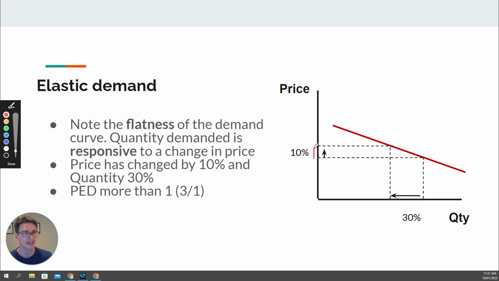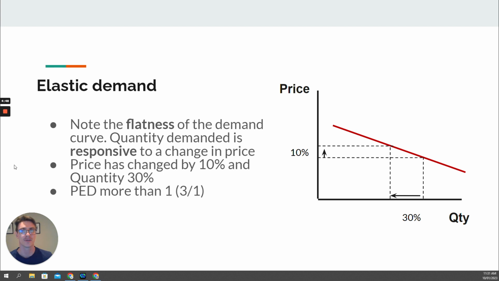Secondly, we can just look at the X and Y axis, and here on the Y axis there's been a 10% change in price and a larger, call it 30% change or decrease in quantity demanded. Okay, so we can see that. Finally, if we use the PED formula, in this instance it's 30% over 10%, which we can simplify to 3 over 1, which means the PED is equal to 3. Which means for every 1% change in price up here, there will be a larger 3% change in quantity demanded, which means it's responsive, it's elastic.